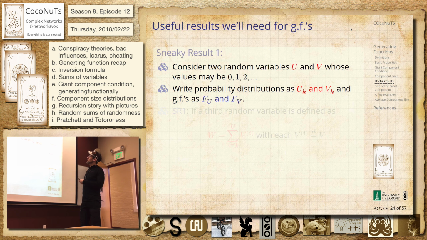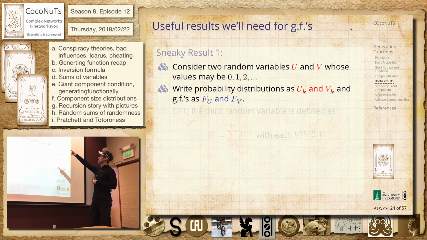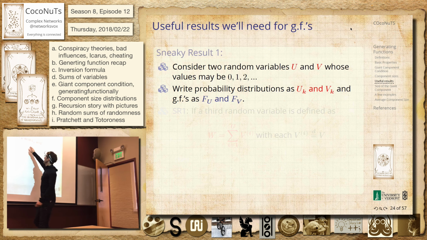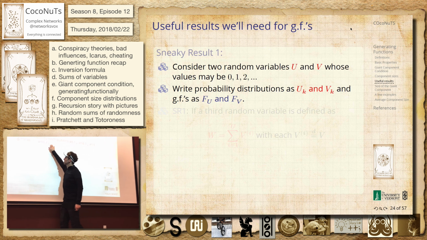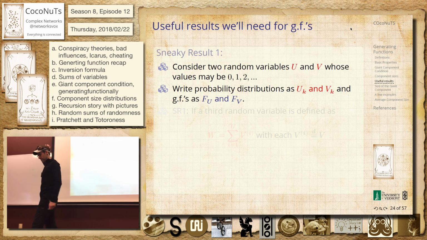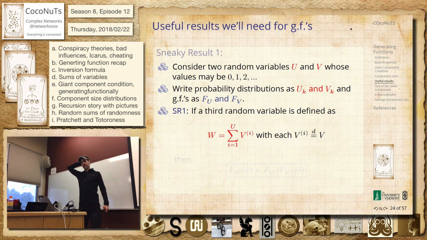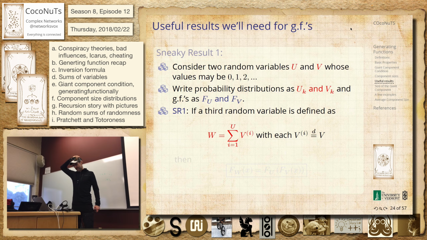Okay, so we're going to do something slightly different. We're going to have two random variables here, u and v, and again the values are 0, 1, 2. That's the general thing we're doing. The probability distributions will be u sub k and v sub k, and we'll try to use this notation.